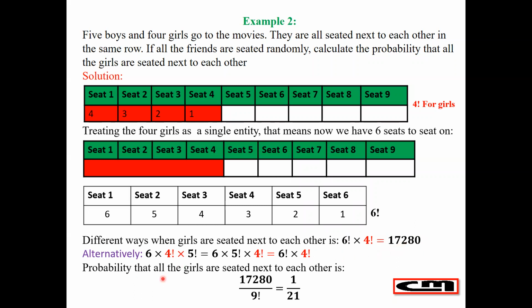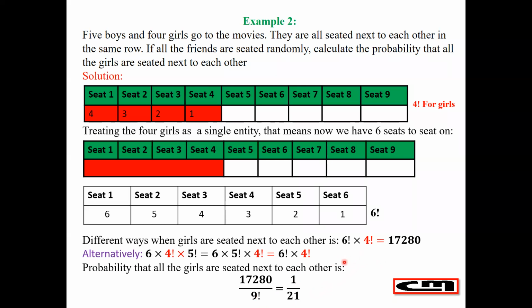So the probability that all the girls are seated next to each other is 17,280 over, there are 9 people. The number of ways we can seat 9 people is 9 factorial, which is what I have as my possible outcomes. So when this is simplified, you get 1 over 21.